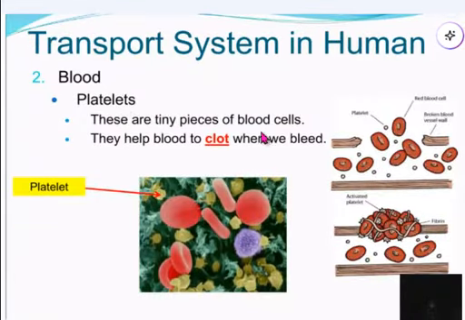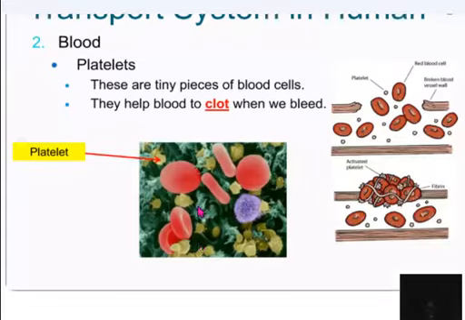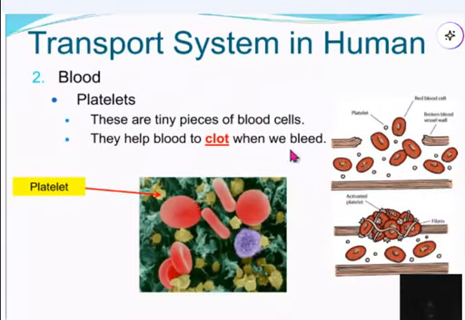Platelets, they are tiny pieces of blood cell. They help blood to clot when we bleed. That's the function of the platelets. When you have an injury, you notice that as the breeze blows into it, with time you will see something like stitches forming on the surface of the blood when the bleeding is about to stop. That's the function of the platelet. It makes the blood clot, just like a cold pap. So that is what that means. Do you understand now? It helps the blood to clot when we bleed.